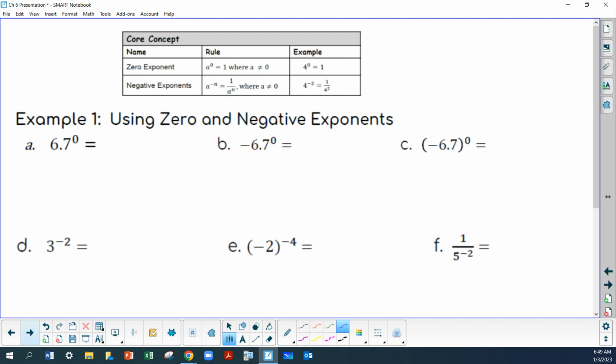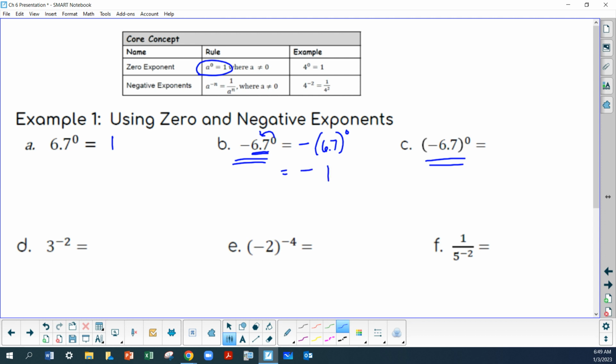Here is example 1, part A. 6.7 raised to the 0. Well, anything raised to the 0 turns out to be 1. What if I have negative 6.7 to the 0? Compare this with this version. For B, the only thing raised to the 0 is the number that it's directly next to. So in this case, only 6.7 gets raised to the 0. I have this negative outside, and then I'd have 6.7 raised to the 0. This will turn out to be negative 1.